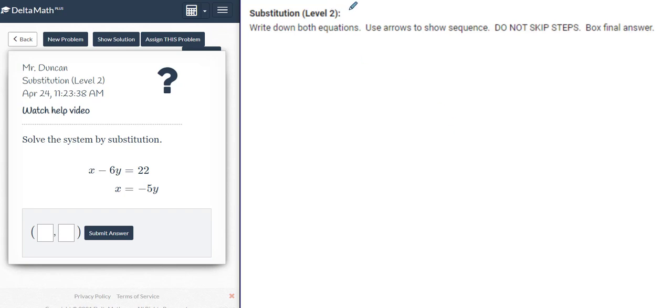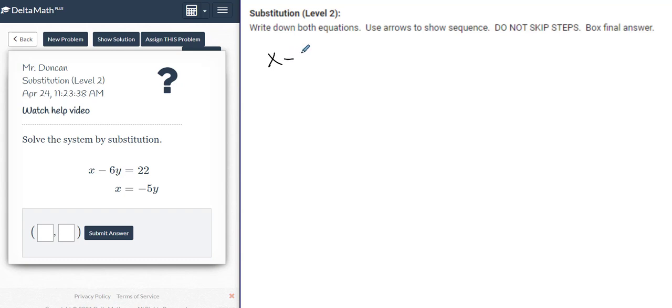Substitution level 2. And again, this comes from Google Classroom. These are the expectations. Write down both equations. Use arrows to show sequence. Do not skip steps. Box final answer. So let's write down both equations.